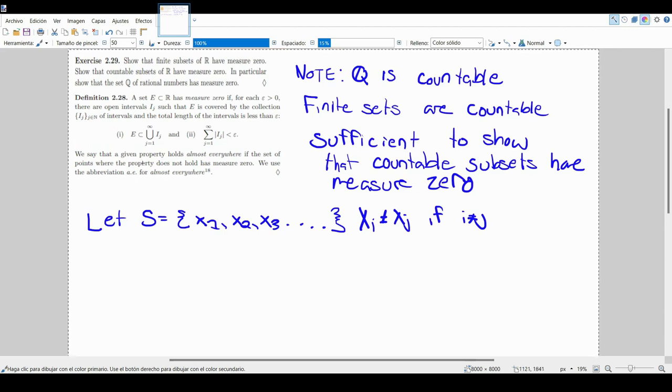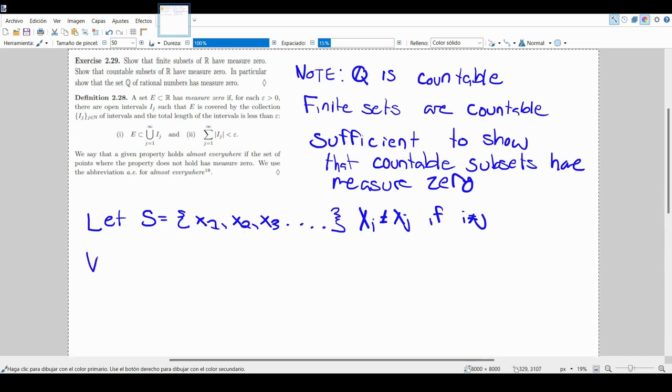Now, recall that we have the definition of measure 0 here. What we are trying to find is a set of open intervals such that S is contained within the union of all of these open intervals, and that the sum of the measure of each individual interval is less than epsilon for any arbitrary epsilon greater than 0. So we're going to have to be careful with how we construct our intervals here.